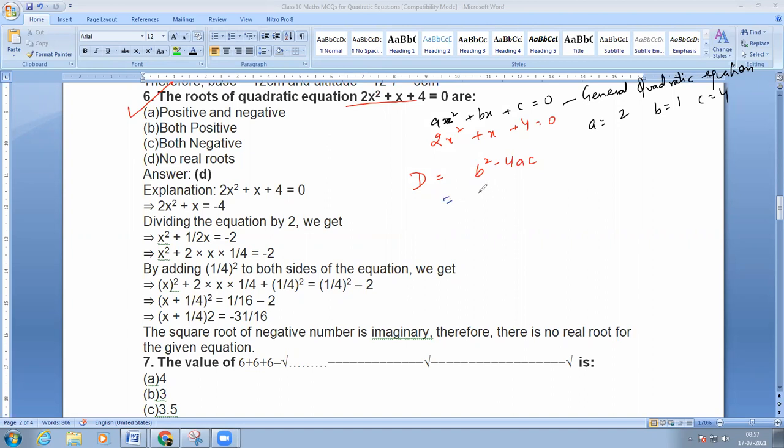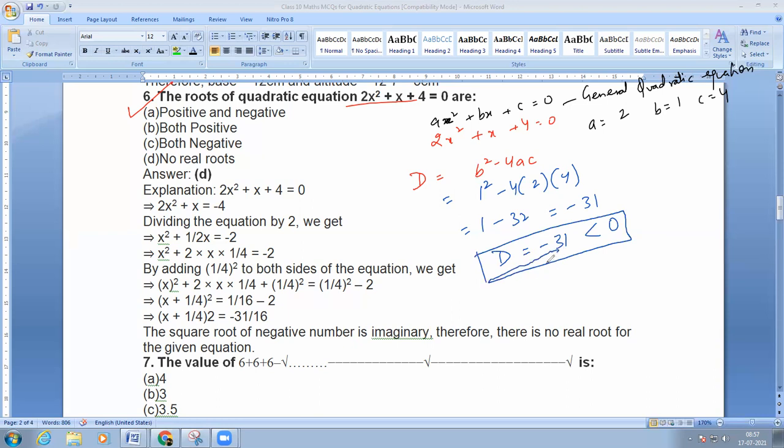So the discriminant value is b square, that is 1 square, minus 4 times a times c, where a is 2 and c is 4. So the value is 1 minus 4 into 2 into 4, that is 32. It is coming out to be minus 31. So the discriminant is equal to minus 31 and it is less than 0. Therefore, when the discriminant is less than 0, no real roots exist. That means the answer will be D.